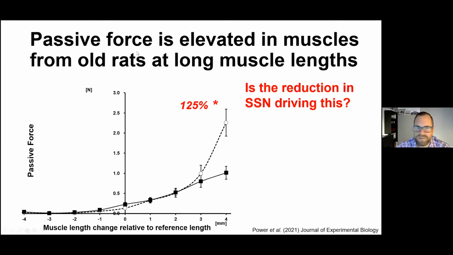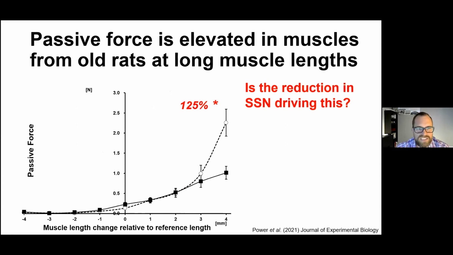Again, in line with our hypothesis, passive force is elevated in muscles from old rats at long muscle lengths. So muscle length along the X and passive force on the Y. We saw a separation by 3 millimeters, but by 4 millimeters of absolute length change, there was a 125% increase in passive force. And we expect this would continue with increasing excursion.